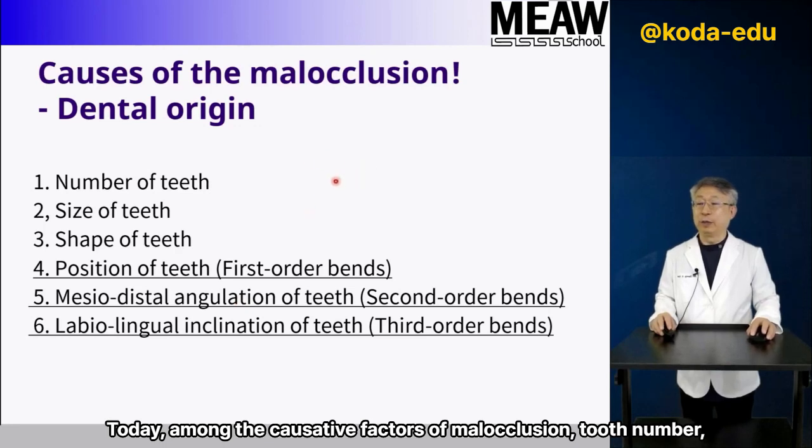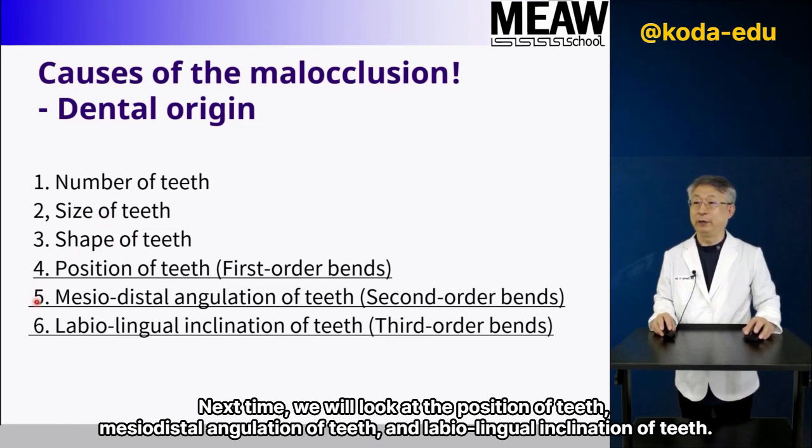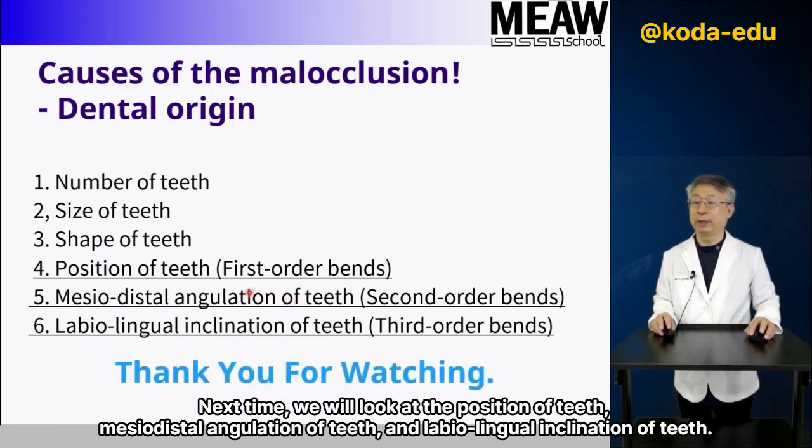Today, among the causative factors of malocclusion, tooth number, tooth size, and tooth shape were investigated as dental origin. Next time, we will look at the position of teeth, mesiodistal angulation of teeth, and labiolingual inclination of teeth.